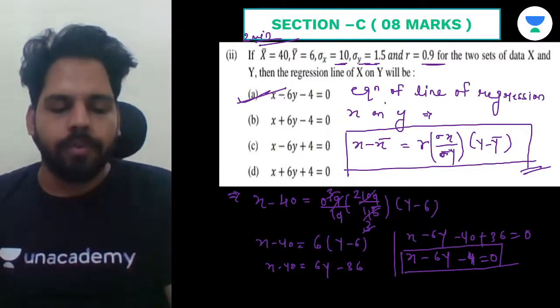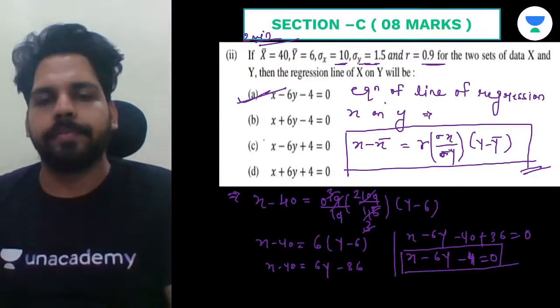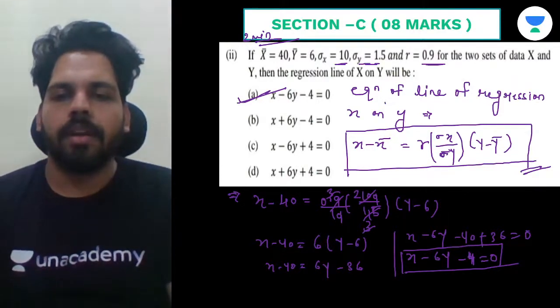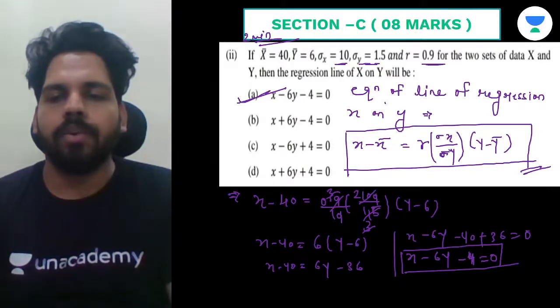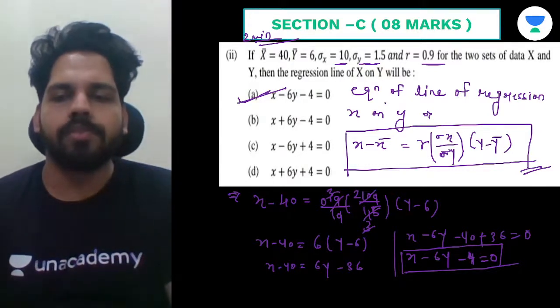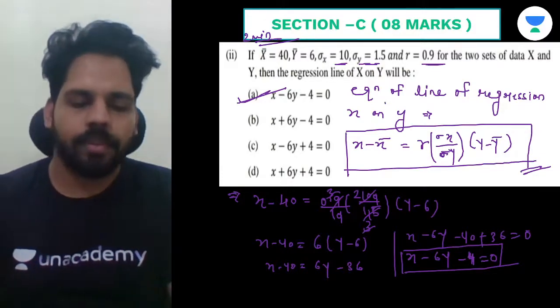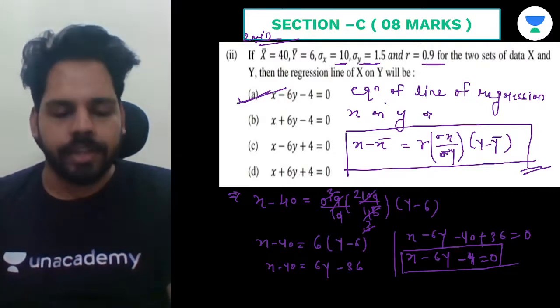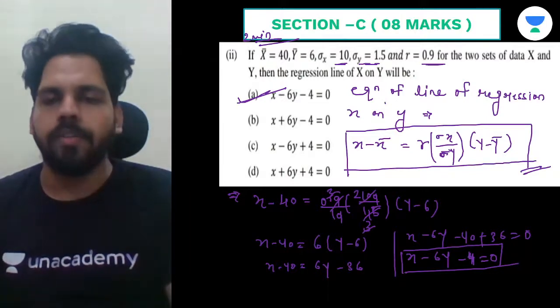Okay. Now we are moving to the next question. And just note down this formula. Don't forget to note this formula down. This will help you to find the equation of the regression line. Okay, now let's talk about the next question, the 13th one.